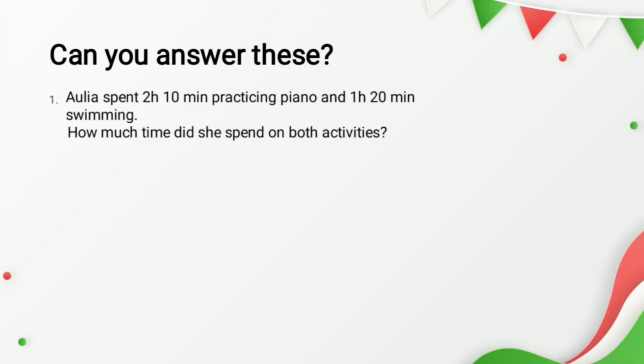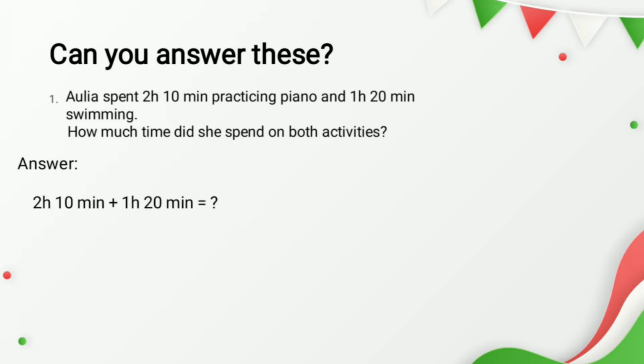Number 1. Aulia spent 2 hours 10 minutes practicing piano and 1 hour 20 minutes swimming. How much time did she spend on both activities? Answer. 2 hours 10 minutes plus 1 hour 20 minutes.